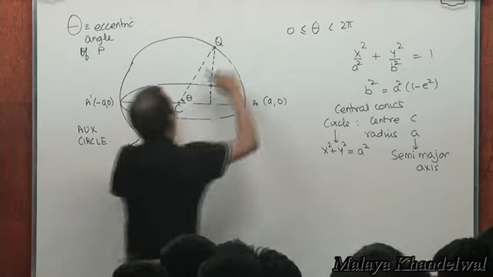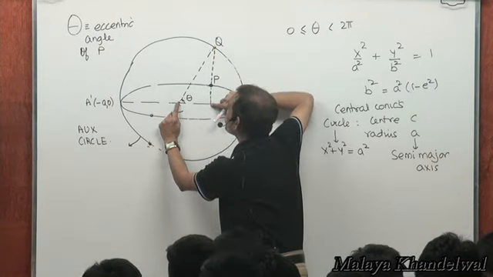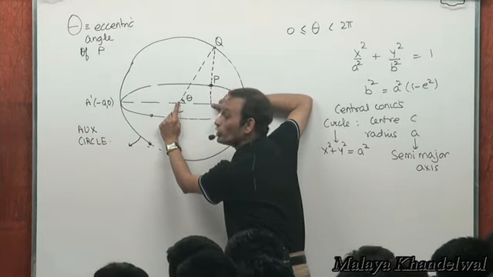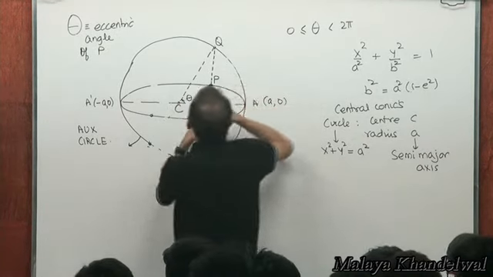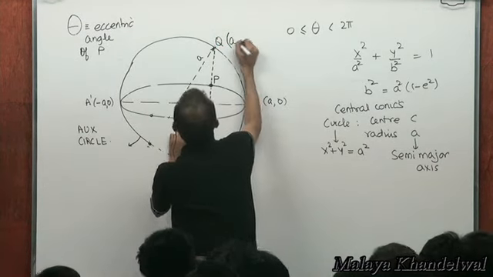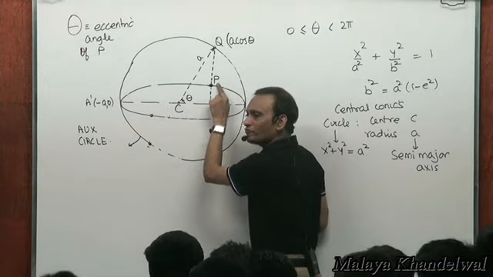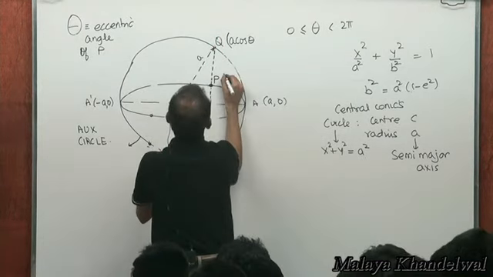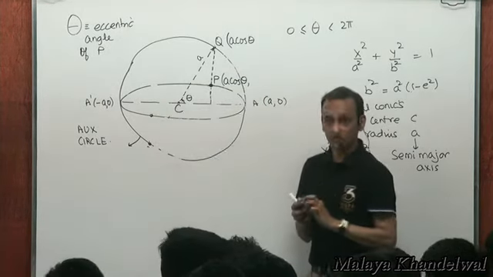Now, A is the radius of the circle. So this would be A cos theta, the x coordinate of Q, and therefore also the x coordinate of P will be A cos theta. Yes or no? CQ is the radius of the circle, A. So the x coordinate of Q would be A cos theta, and that will also be the x coordinate of P, right? Because they are on the same vertical. So P has x coordinate which is A cos theta.